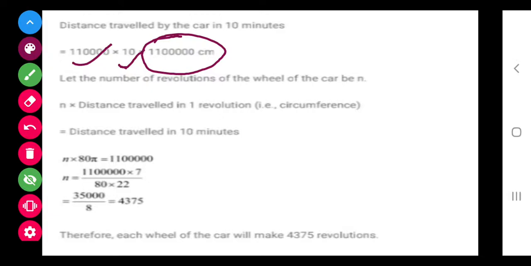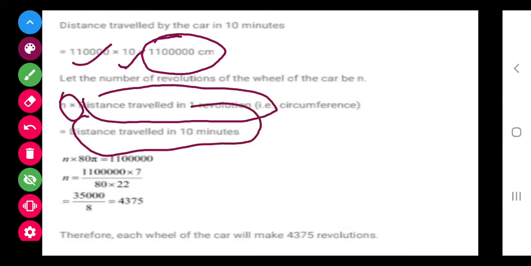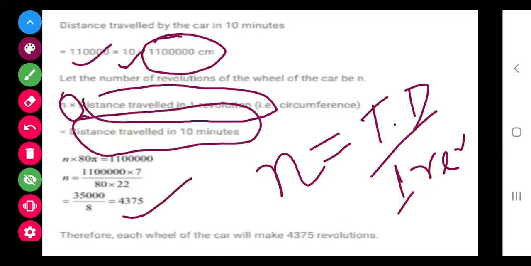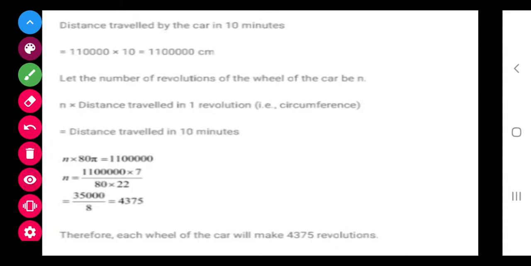Now finally, distance traveled in one revolution multiplied by n is equal to the total distance traveled in 10 minutes. This also you can do, or you can do n is equal to total distance upon distance traveled in one revolution. The same answer you will get, that is this. So this is one thing.